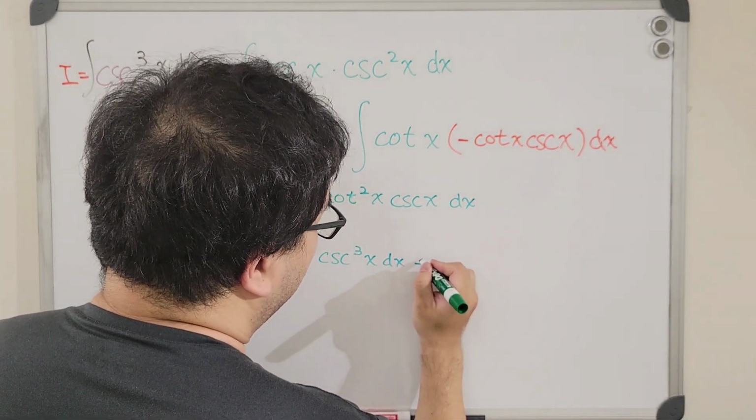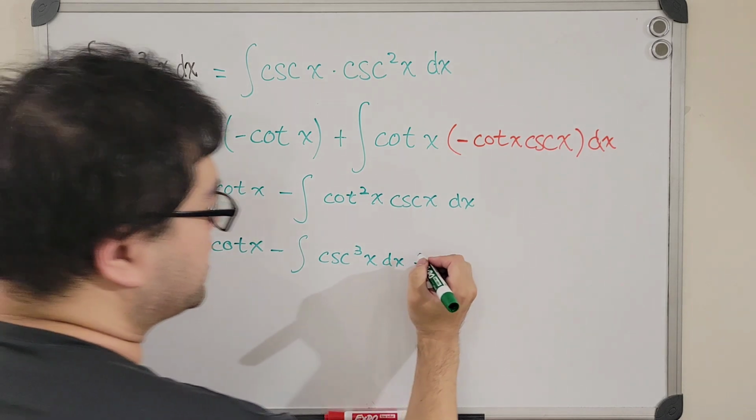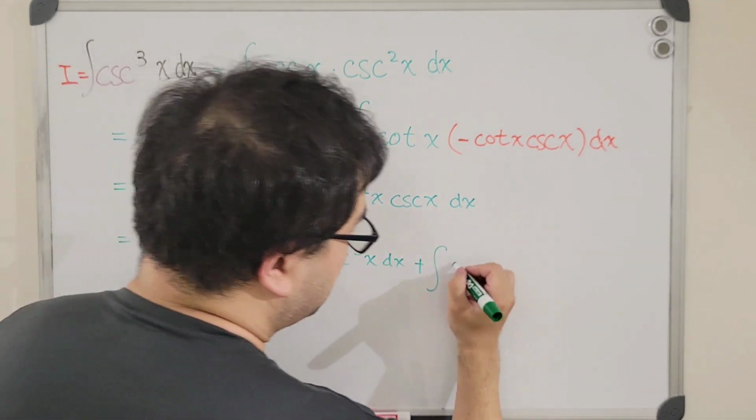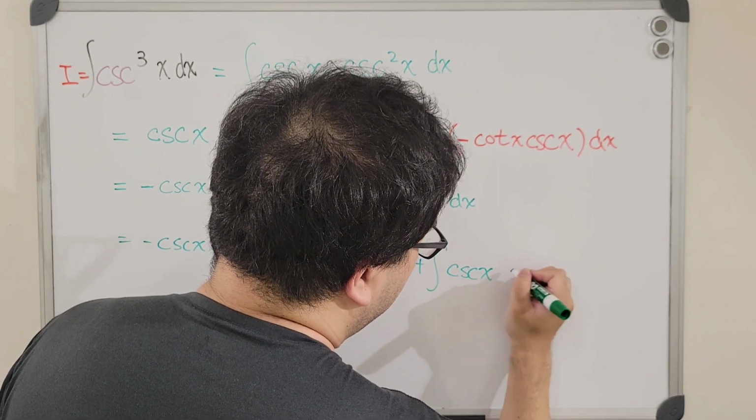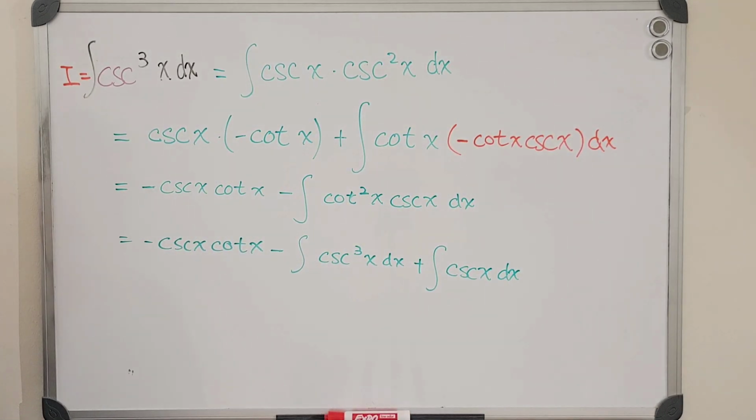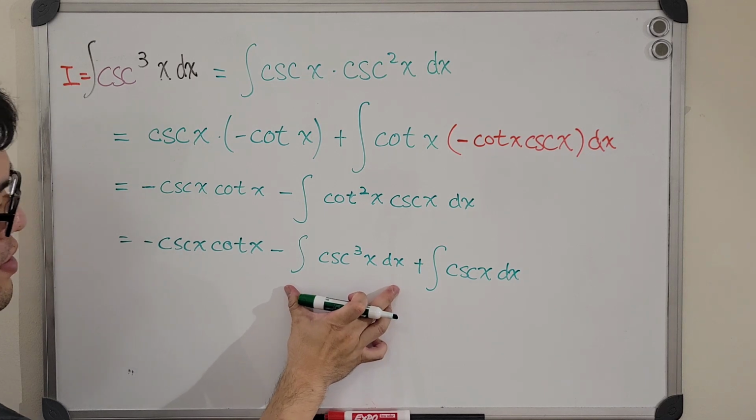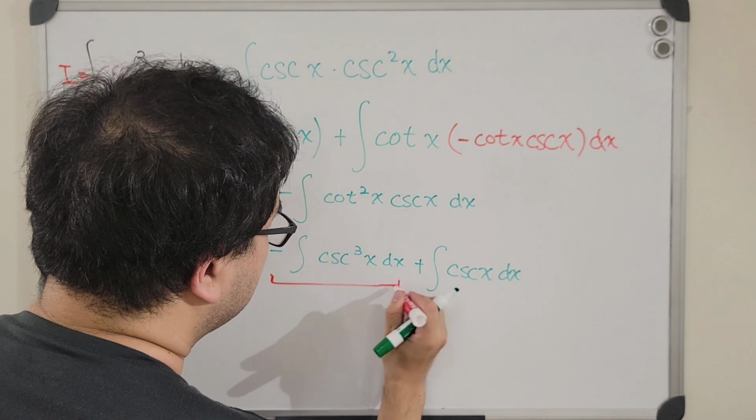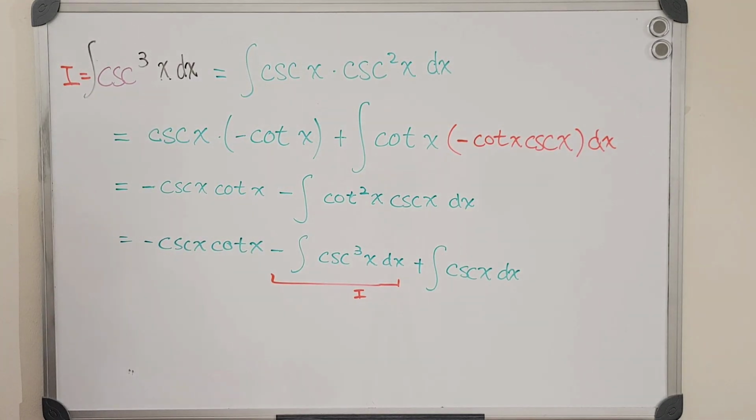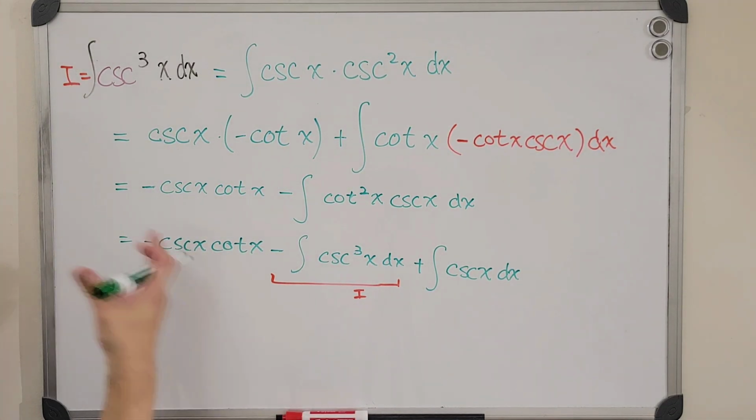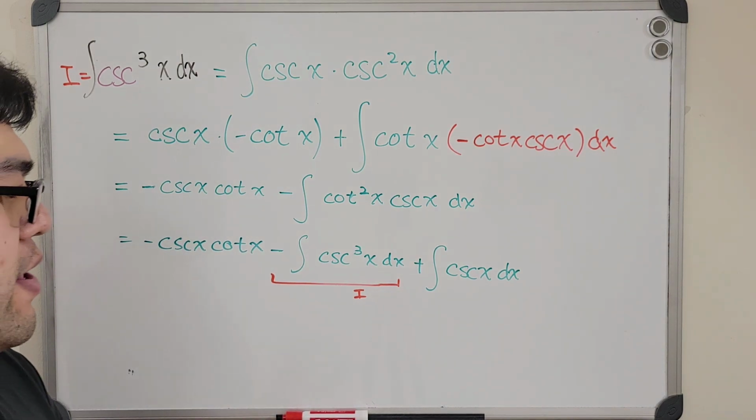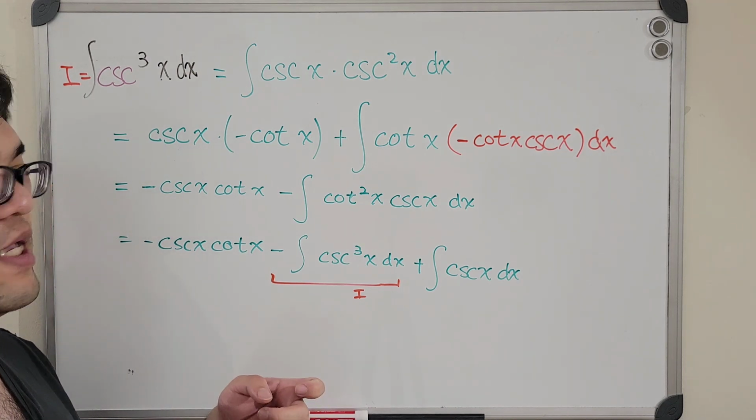Now we have to minus the negative, which is plus the integral of just 1 times cosecant dx. And again, this here, the middle part, is something that we call I here, such that we'll be able to move it around or bring it to the left side, and then we will be able to finish it off. And we're going to finish up in the next board.